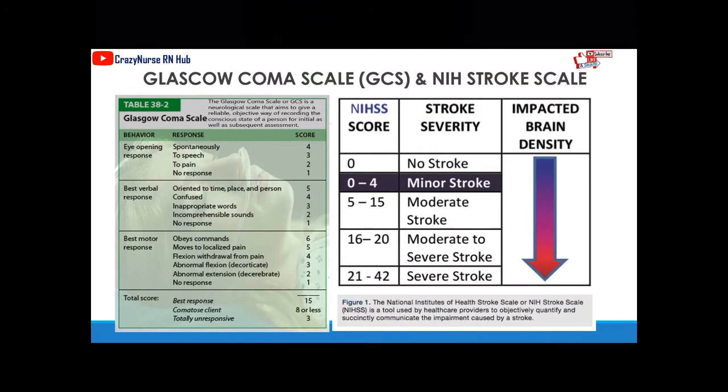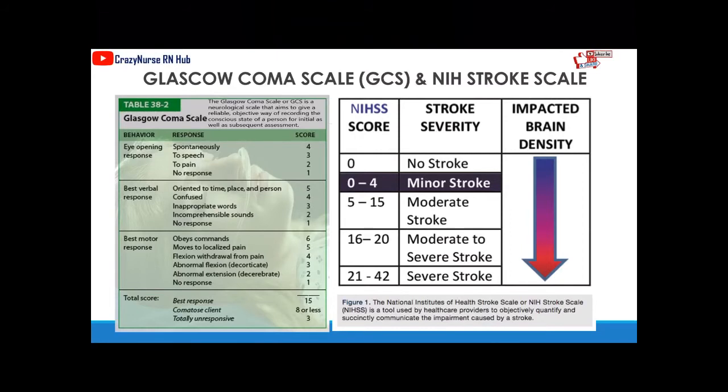So now let's proceed to the Glasgow Coma Scale, also known as GCS, and your National Institutes of Health Stroke Scale, or NIH Stroke Scale. The Glasgow Coma Scale, or GCS, is a quick, practical, and standardized system for assessing the degree of impaired consciousness.